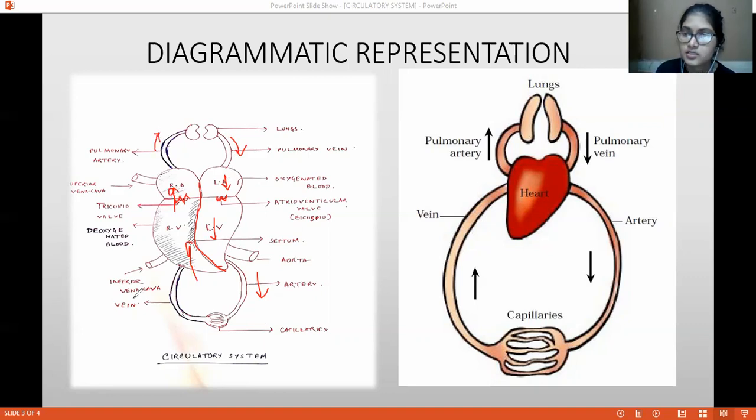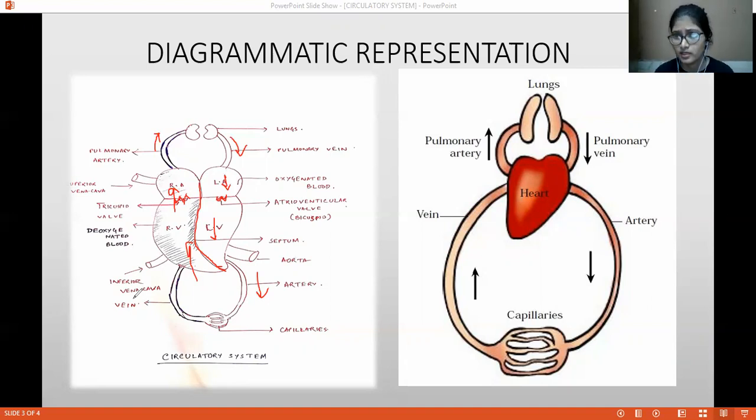So the inferior vena cava is responsible for carrying all the deoxygenated blood from the lower part of our body to the right auricle, and from the right auricle the deoxygenated blood moves to the right ventricle, and there is a valve called the tricuspid valve which is responsible for preventing the backflow of blood from the right ventricle to the right auricle. The superior vena cava is responsible for carrying all the deoxygenated blood from the upper part of our body to the right auricle. From the right ventricle, the deoxygenated blood is pumped to the lungs with the help of the pulmonary artery.